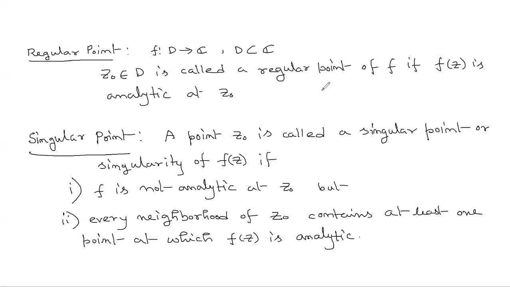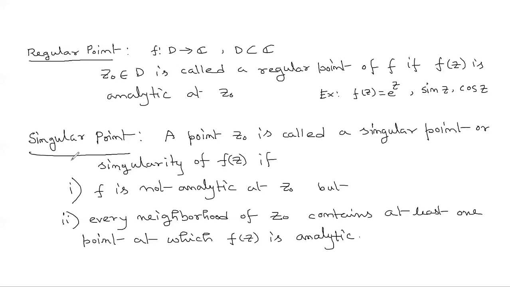For example, if I take f(z) equal to e^z. Now e^z is an entire function, so I can say each point of the complex plane is a regular point of the function f(z). Similarly for sin z, cos z, these are all entire functions. So every point on the complex plane is a regular point of those functions.